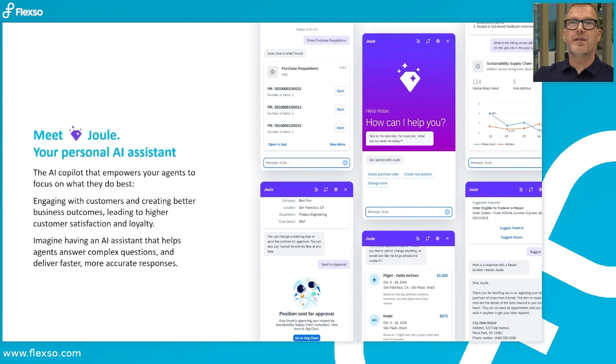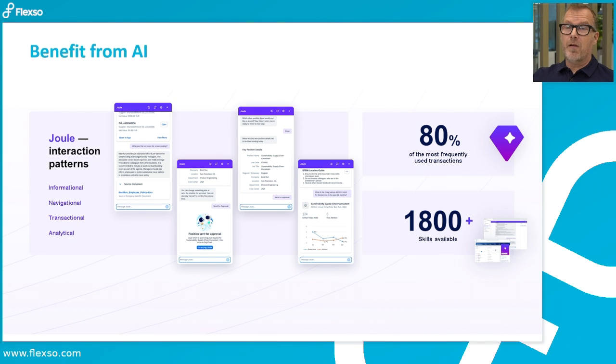Joule is basically the SAP personal AI assistant. It has a lot of capabilities. It will answer questions about SAP. It will help users navigate to the right application or screen. It is capable of doing transactions, and it's capable of giving analytics insight on your data. And that's an important aspect. It makes use of the data in your SAP systems.